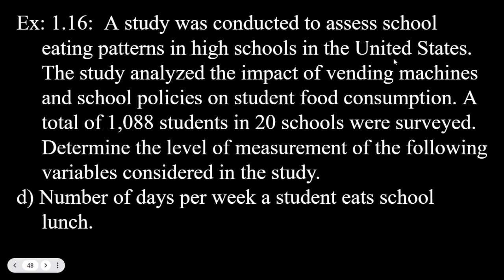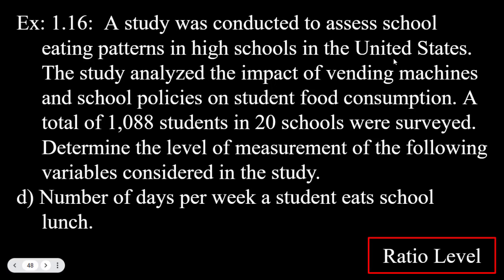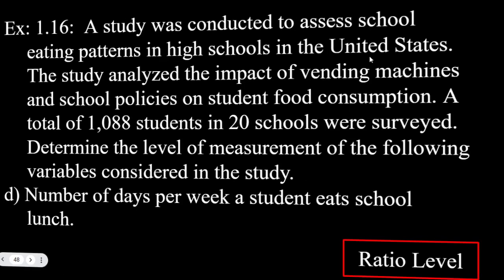And letter D, the number of days per week a student eats the school lunch. Well, you're counting the number of days. So to go back to some of our previous topics, that's a count. So that's going to be quantitative and it's going to be discrete. But notice 0 days per week means they did not eat at school at all. And so that's going to be your ratio level of measurement because, again, it's numbers. The arithmetic has meaning, but also 0 means none. So that's the ratio level for that one.